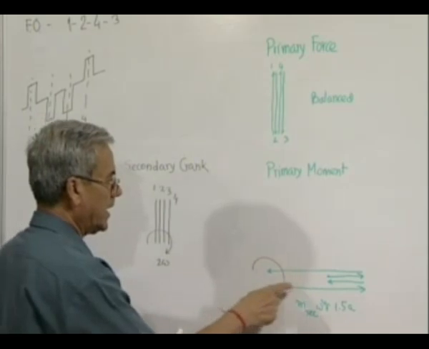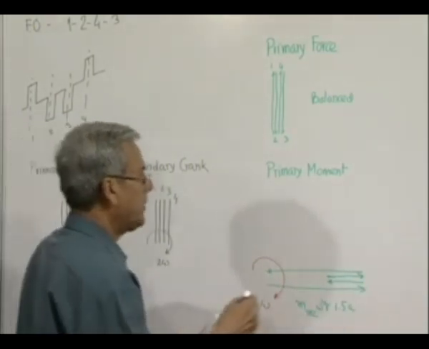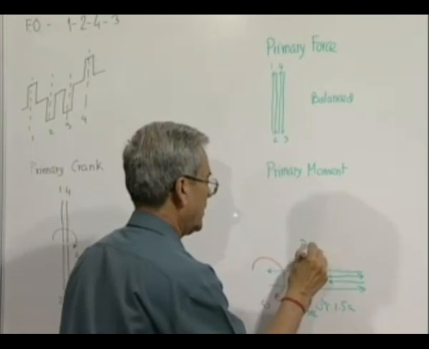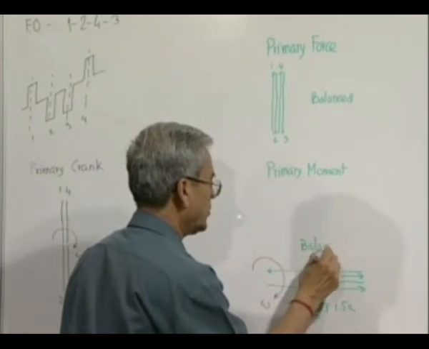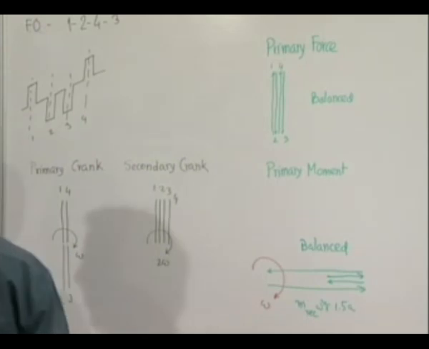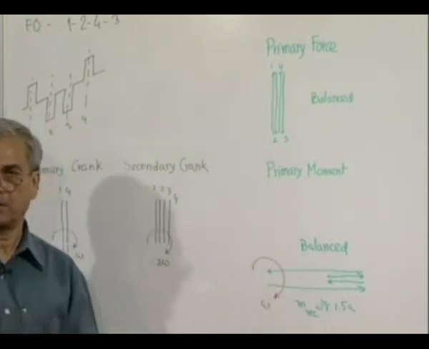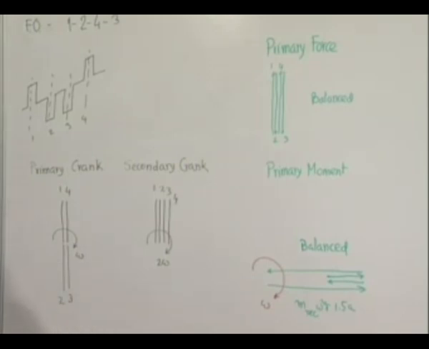So, we started here and come back here. So, therefore, it is balanced. So, this is the difference that we are earlier our primary moment was unbalanced. Now, we have got the primary moment balanced just by changing the firing order from 1 2 3 4 to 1 2 4 3 and the crankshaft arrangement being this.